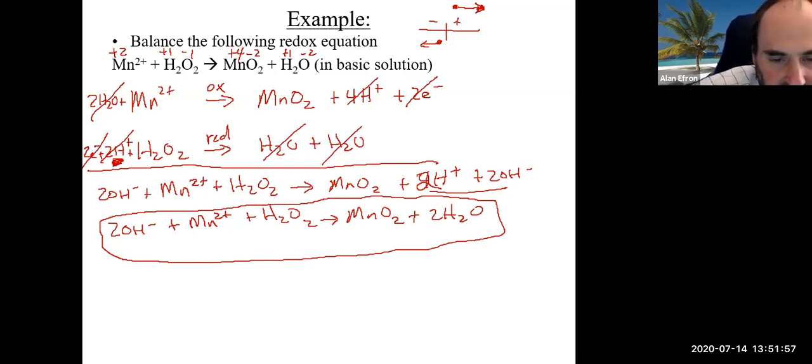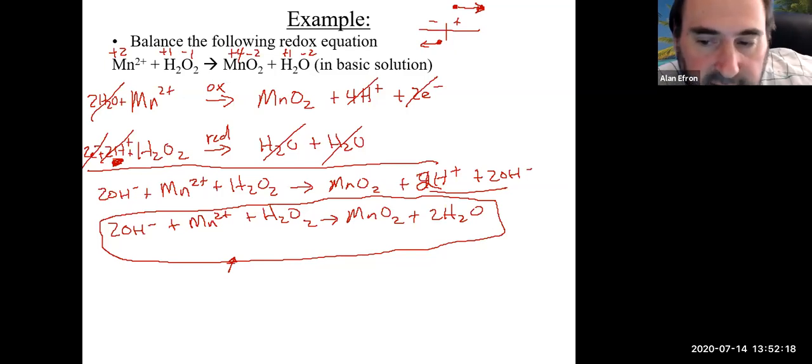That's 2 oxygens and 2 is 4. So 4 oxygens, 2 Mns, and 2 hydrogens is 4. Overall charge on the left-hand side looks like a 0. Overall charge on the right-hand side, also 0 in this case. And we are balanced. Any questions on how to balance these redox reactions or equations?